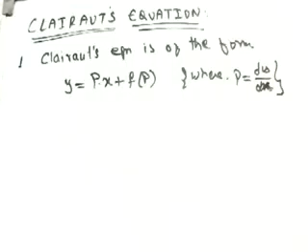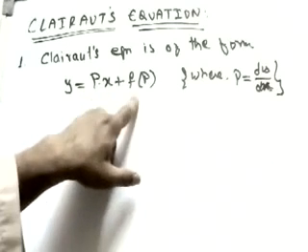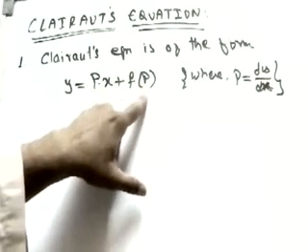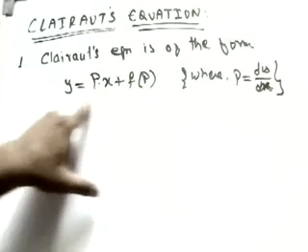In today's class, we are going to discuss Clairaut's equation. First we see that Clairaut's equation is of the form, you have to memorize this: y equals px plus f of p. That is, y equals p into x plus f of p.